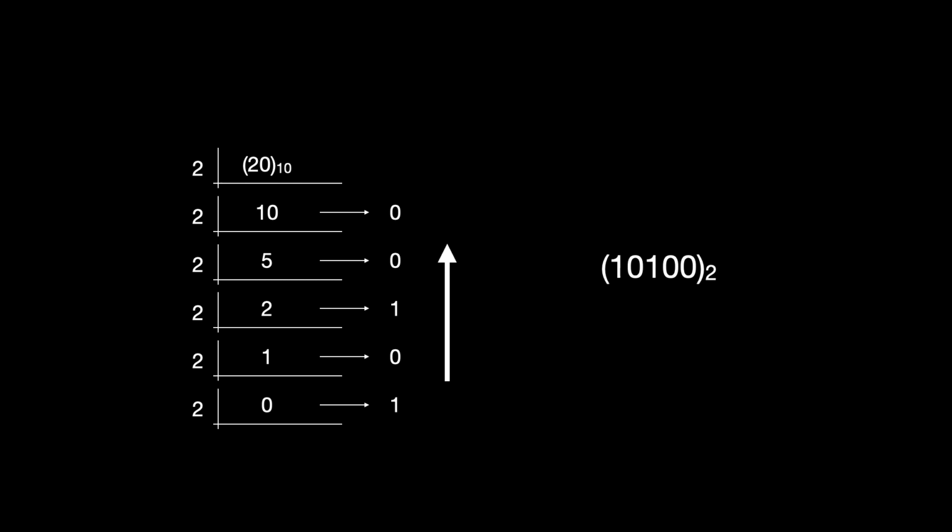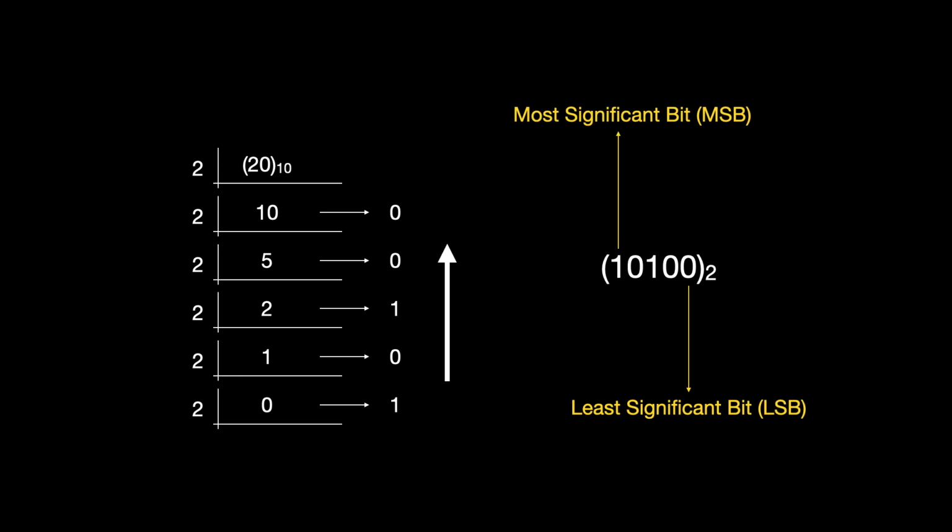So 20 in decimal is 10100 to the base 2. It is good to remember that whenever you have an even number, the least significant bit will always be 0, and whenever you have an odd number, the least significant bit will always be 1. So in the previous example, when we converted 13 to binary, the least significant bit was 1.